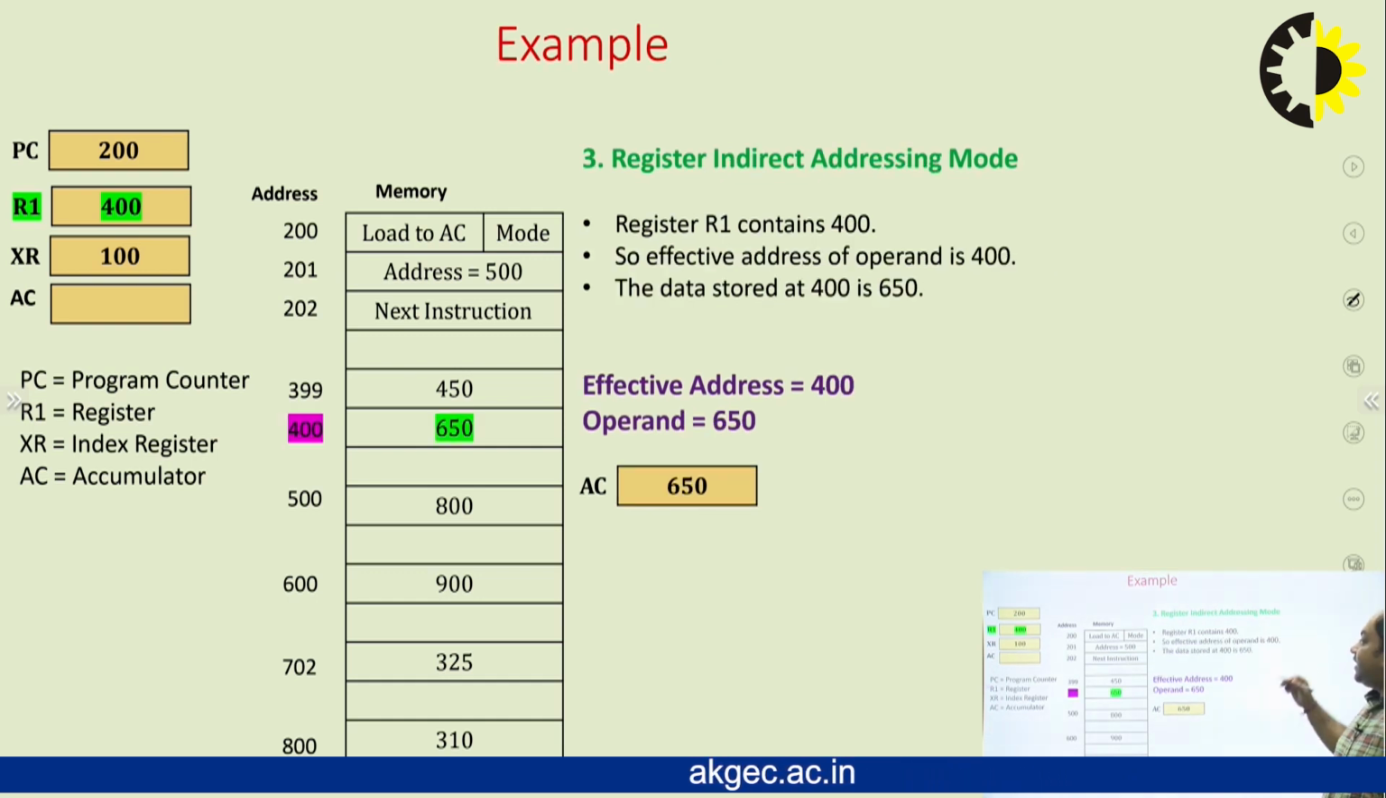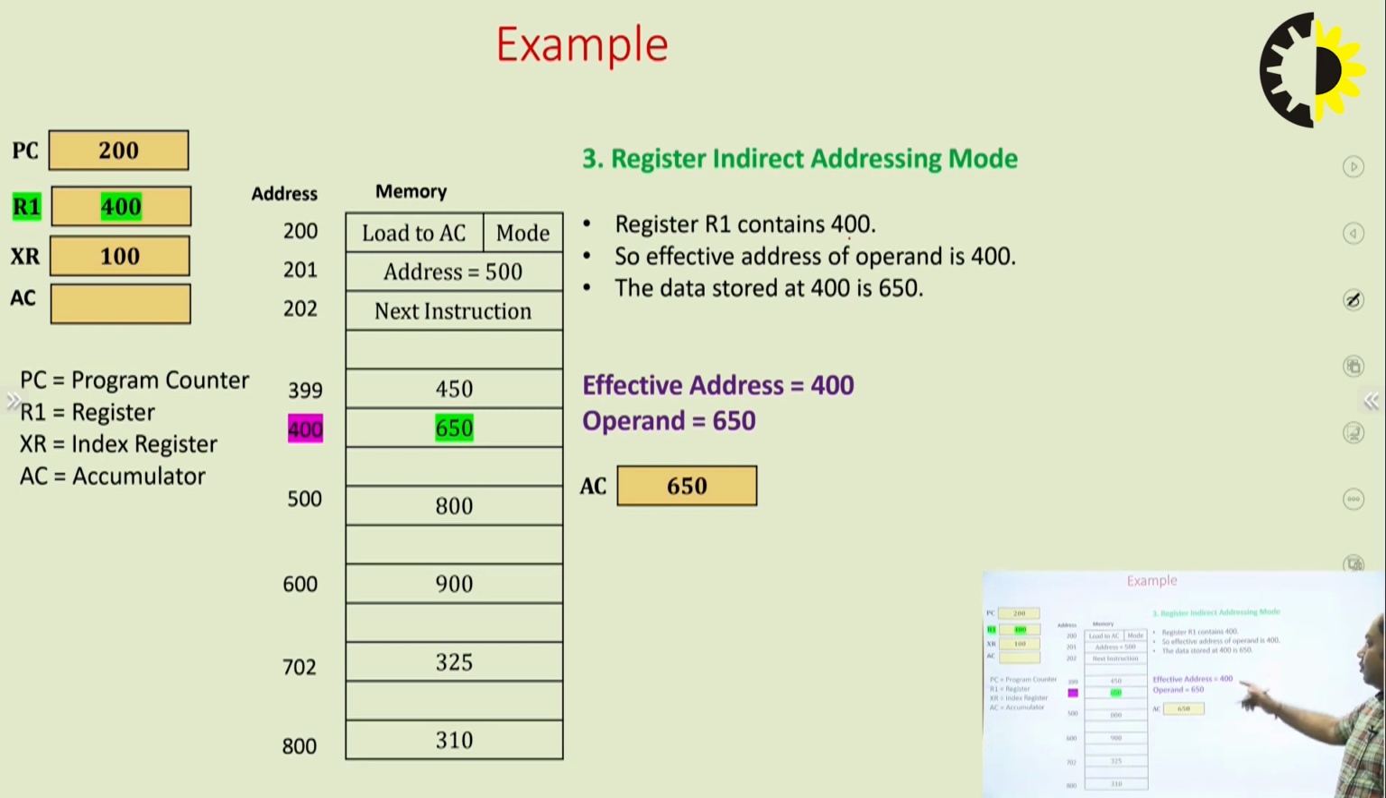Next, register indirect addressing mode. In this mode, we reference a location in the memory. The operand is in the memory. When the register has the address 400, the effective address of the operand is 400, and the operand value at the address 400 is 650. So the value in the accumulator is equal to 650.